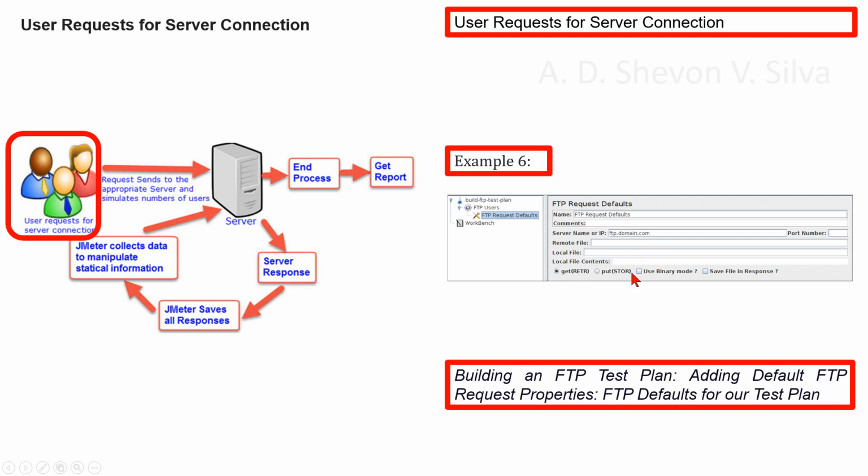The FTP request default element does not tell JMeter to send an FTP request. It simply defines the default values that the FTP request elements use. Here you can see the completed FTP request default element.